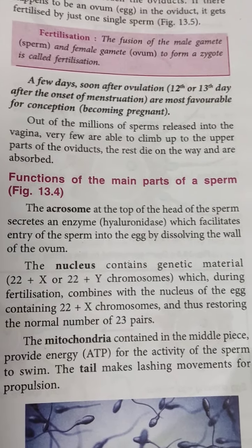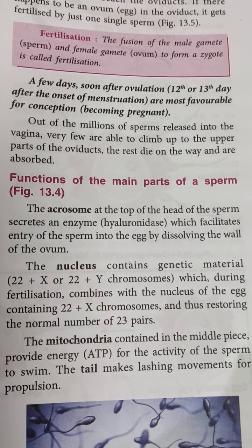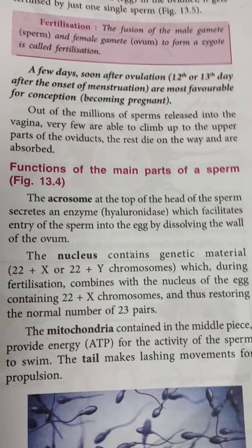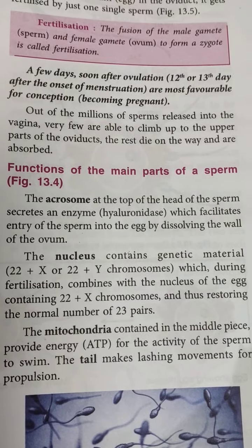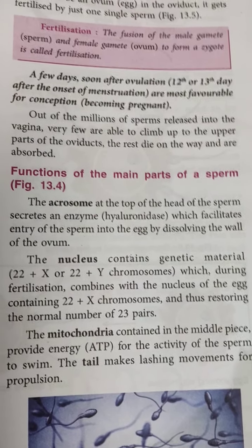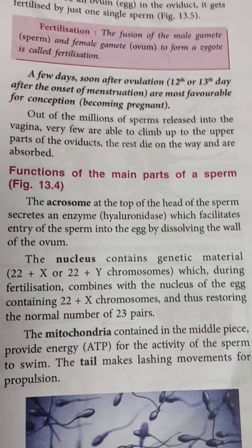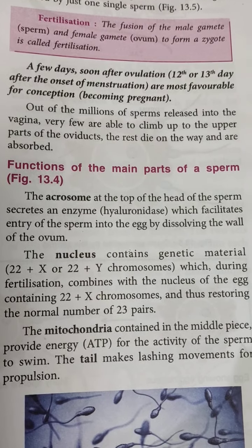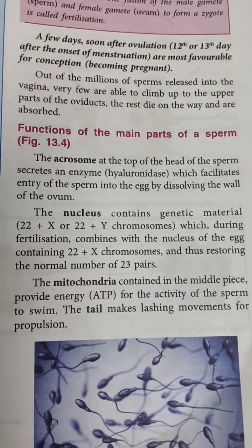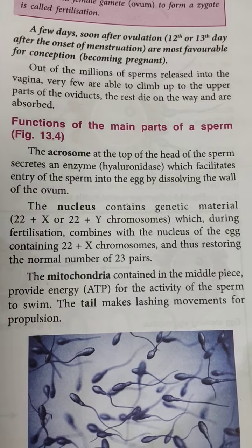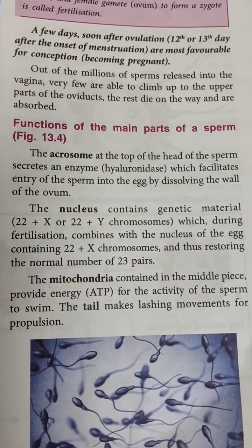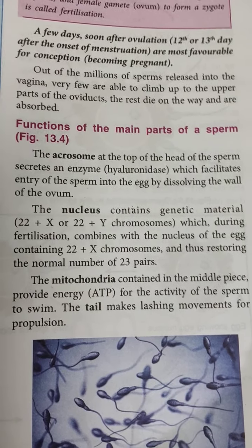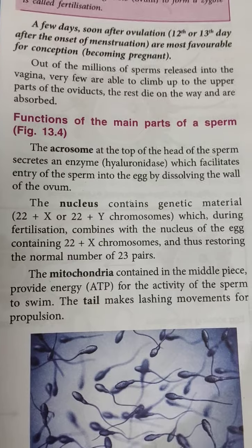The nucleus contains genetic material which during fertilization combines with the nucleus of the egg and thus restores the normal number of 23 pairs, because that will be 22 plus X or 22 plus Y, and obviously the egg will be 22 plus X. Okay. The mitochondria contained in the middle piece provide energy, that is ATP, for the activity of the sperm to swim. The tail makes lashing movements for propulsion.